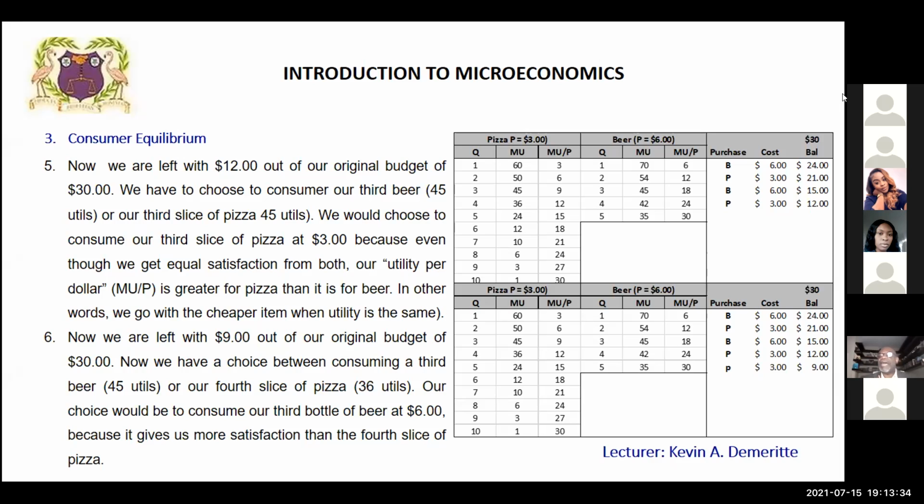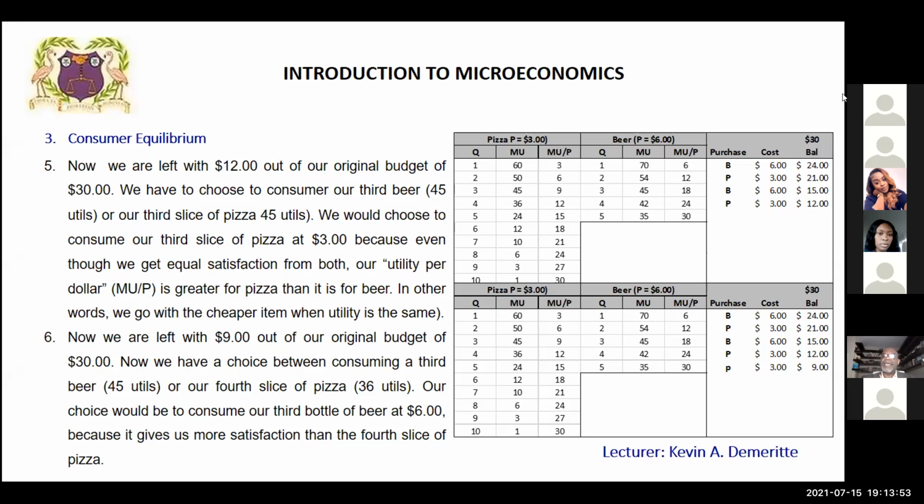Why would you choose the beer? I'm curious. Because it has the 18 MU per dollar. That doesn't matter. All that says is that that's our utility for every dollar spent.